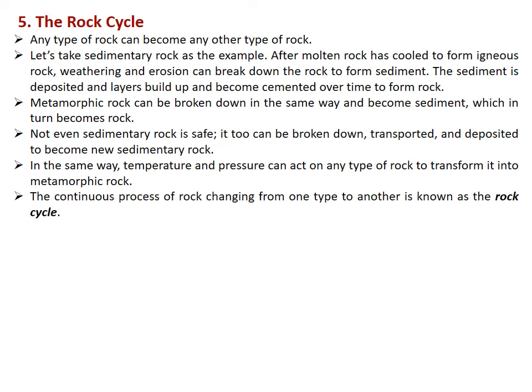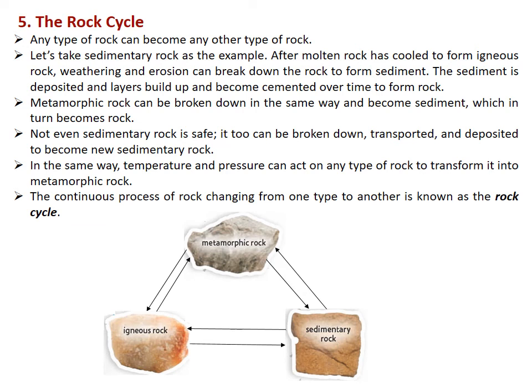We have to know that the continuous process of rock changing from one type to another is known as the rock cycle. This diagram shows that rocks can change from one type to another, and this process is known as the rock cycle.